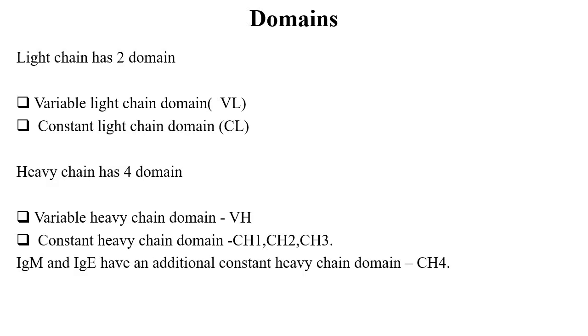Domains. The light chain has two domains: one is the variable light chain domain, another one is the constant light chain domain. The heavy chain has four domains: the variable heavy chain domain and the constant heavy chain domains called CH1, CH2, CH3. Immunoglobulin M and immunoglobulin E have an additional constant heavy chain domain called the CH4 domain.